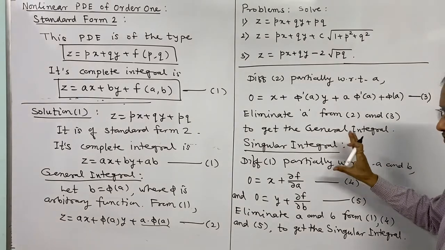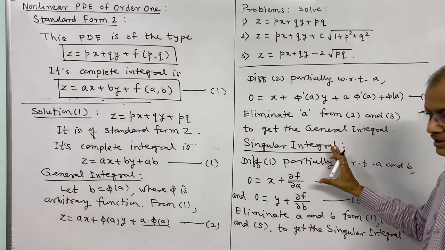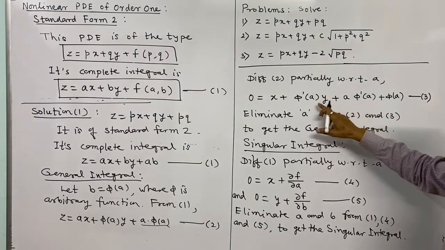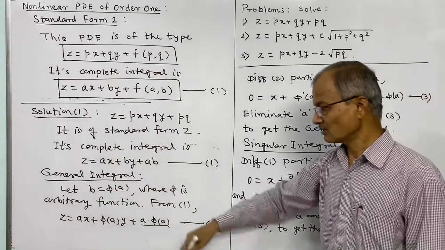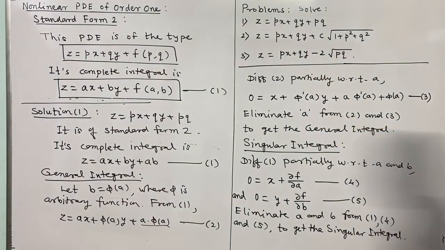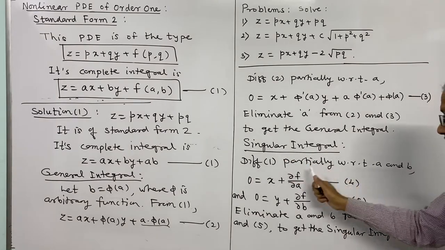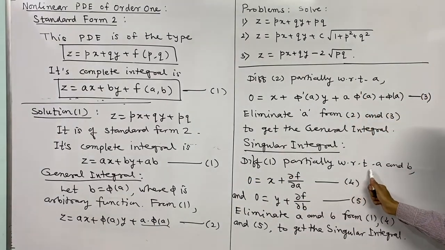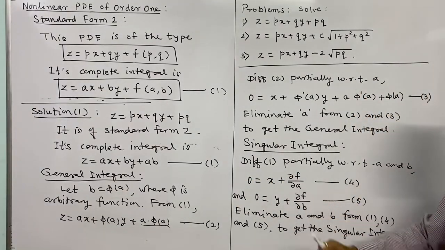So this procedure we have to write only for the general integral, because we will not be able to solve this equation unless the arbitrary function phi is known. Now we shall obtain the singular integral. What is the procedure for the singular integral? Differentiate the complete integral 1 partially with respect to a and b, to obtain.